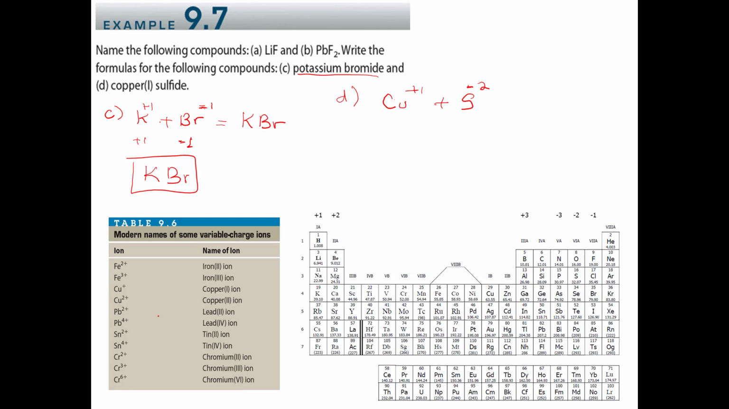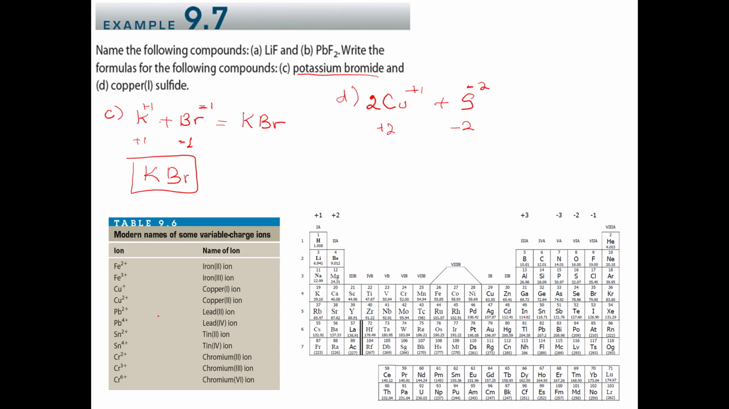Now what we have on this side is +1, but on this side we have -2. But we need a neutral charge in order to get a compound. The only way we can get a neutral charge is to write 2 here: 2 coppers. Because if we multiply 2 times +1, we will have +2, and here we have 1 times -2, which is -2. And we have a neutral compound.